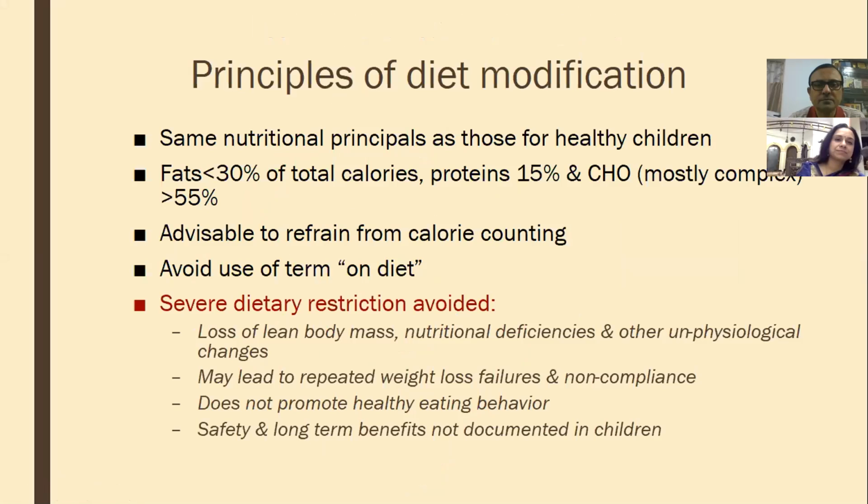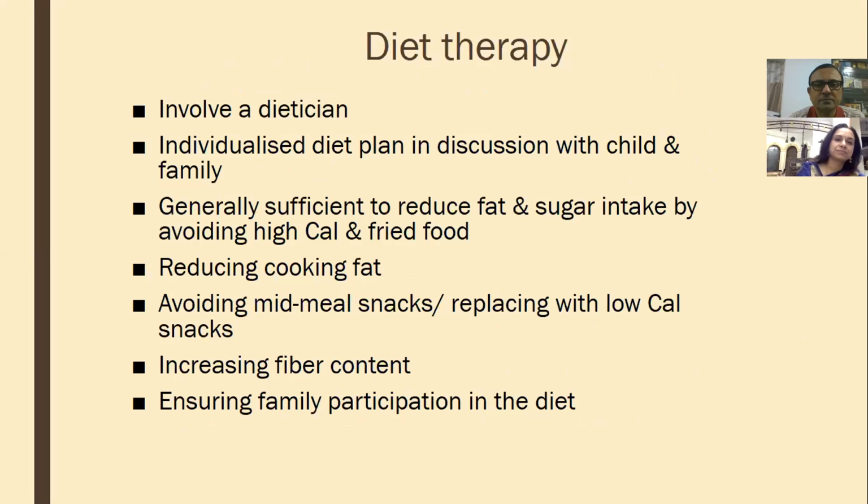So the nutritional principles are the same as those for other healthy children. One should avoid the use of the term diet, which has very temporary connotations. And likewise, one should avoid the over-obsession with calorie counting. Rather, one should stress healthy eating. Severe dietary restrictions are to be avoided because they lead to loss of lean body mass with nutritional deficiencies and other unphysiological changes. Besides, they are unsustainable. They may lead to repeated weight loss failures and non-compliance, and certainly do not promote healthy eating behavior. And further, safety and long-term benefits are not documented in children. So we don't want to advise severe dietary restriction.